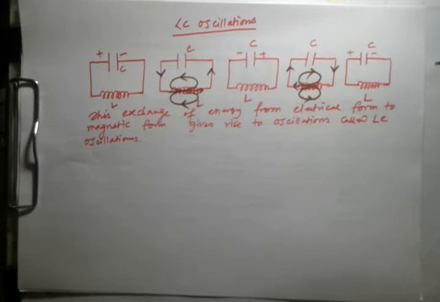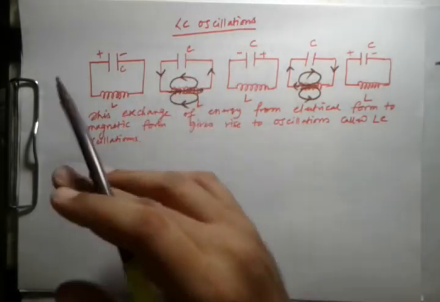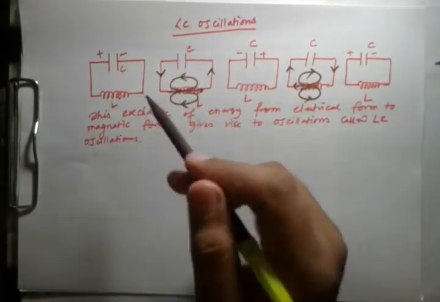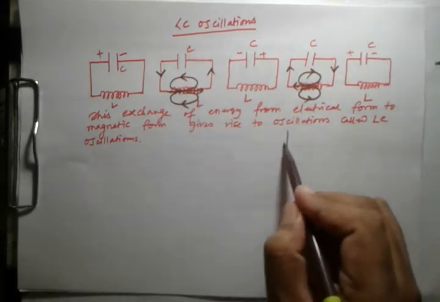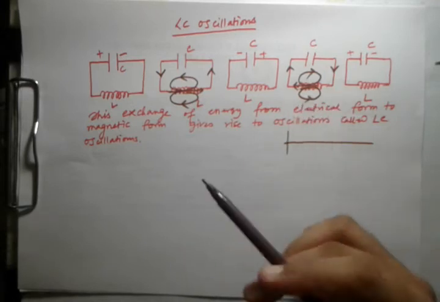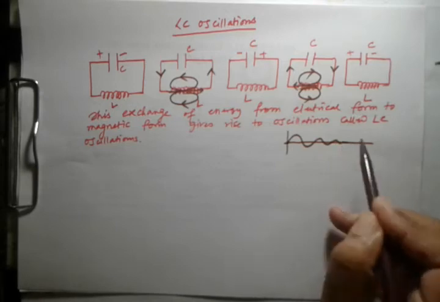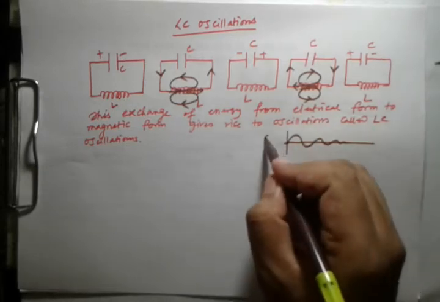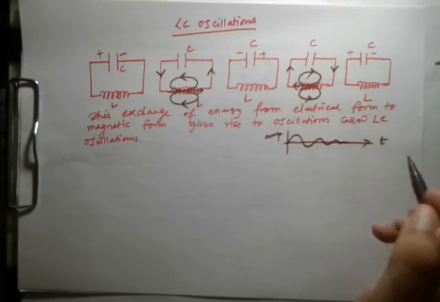Now a question can come to your mind: the capacitor is charged and the inductor is getting energy, and then the capacitor is getting charged again. Will this process keep on happening or not? It will not happen for a long time, because some energy will be lost during discharging and recharging. So it will produce this type of oscillation that is called damping oscillation. This is the amplitude, and the amplitude will slowly decrease with time.